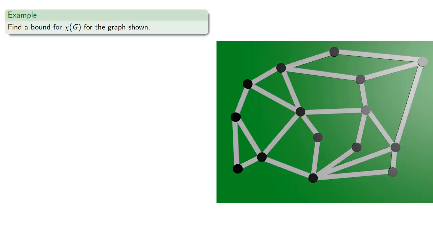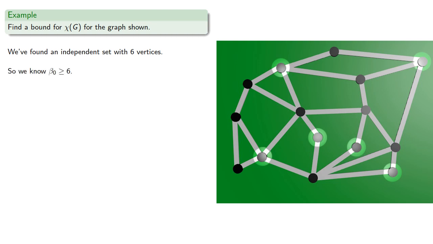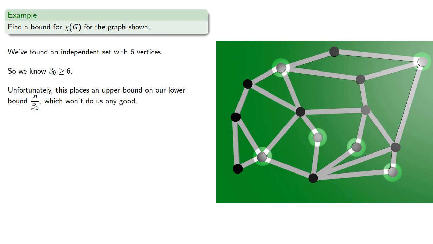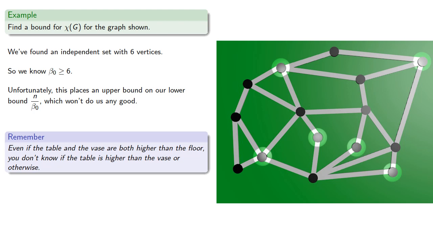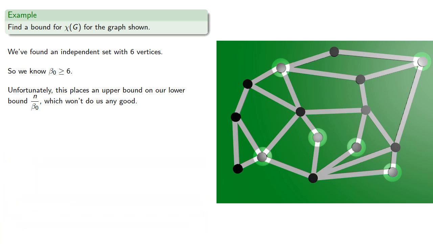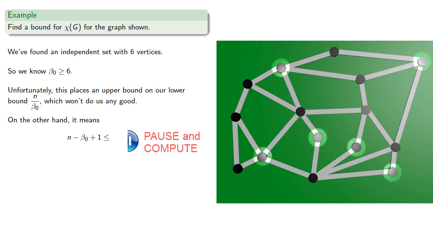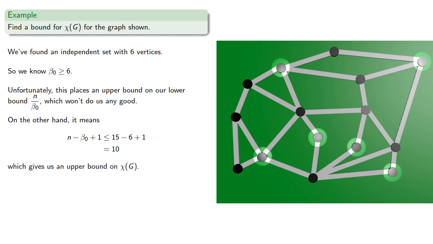For example, let's find a bound on the chromatic number. So we've already found an independent set with 6 vertices, so we know the independence number has to be greater than or equal to 6. Unfortunately, this places a lower bound on our lower bound, which won't do us any good. Even if the table and the vase are both higher than the floor, you don't know if the table is higher than the vase or otherwise. On the other hand, our upper bound will be, which gives us an upper bound on the chromatic number.